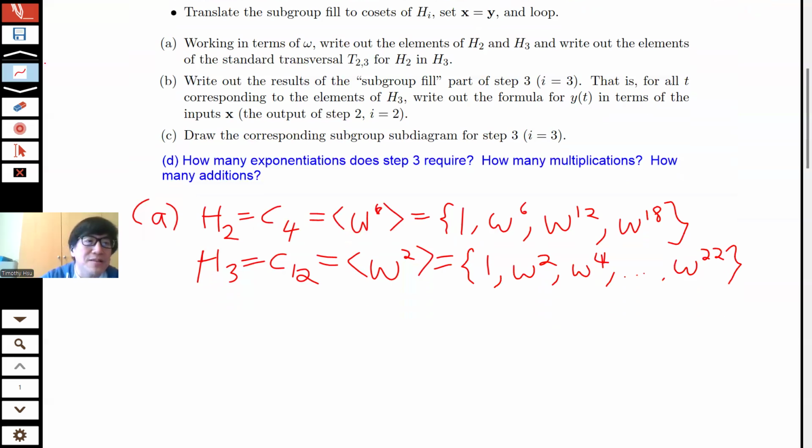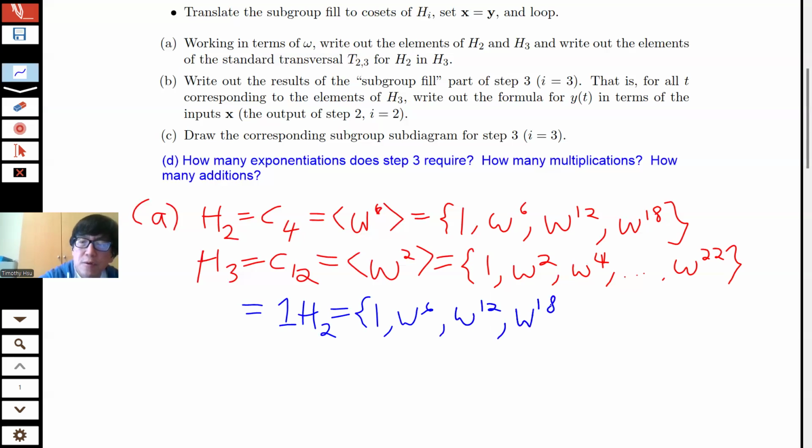Now I'm going to do something that is not strictly required for the answer, but is helpful. In blue here, I'm going to explain, I hope remind you, but at the very least explain where this answer comes from. The way that we get the transversal between H2 and H3 is we start out writing out cosets of H2: omega to the 12th, omega to the 18th.